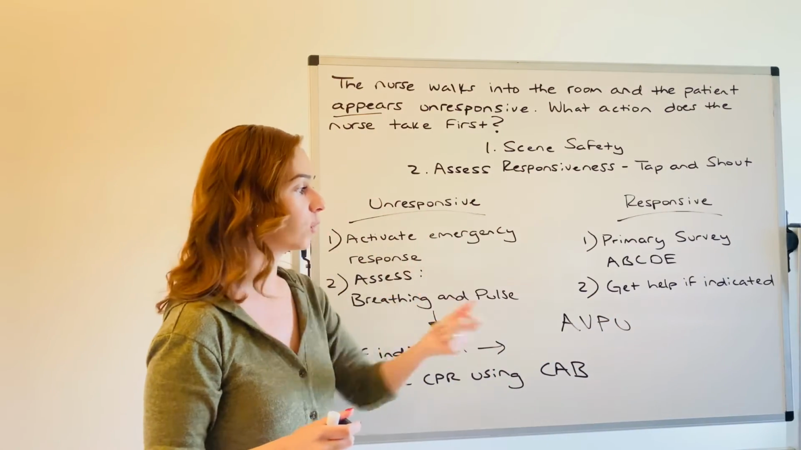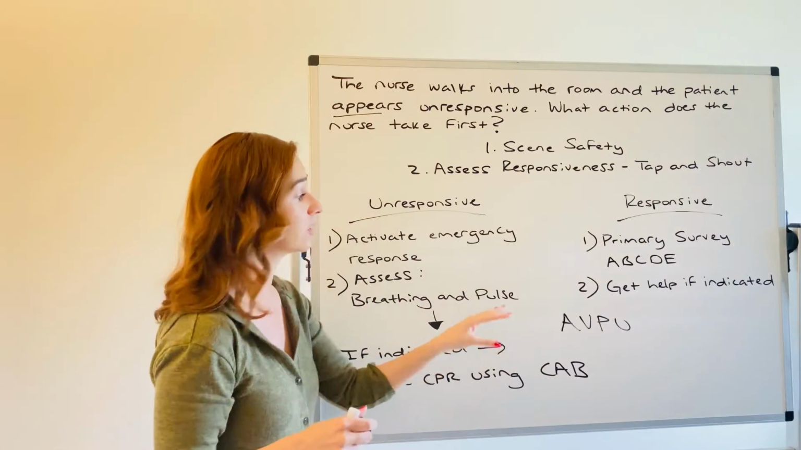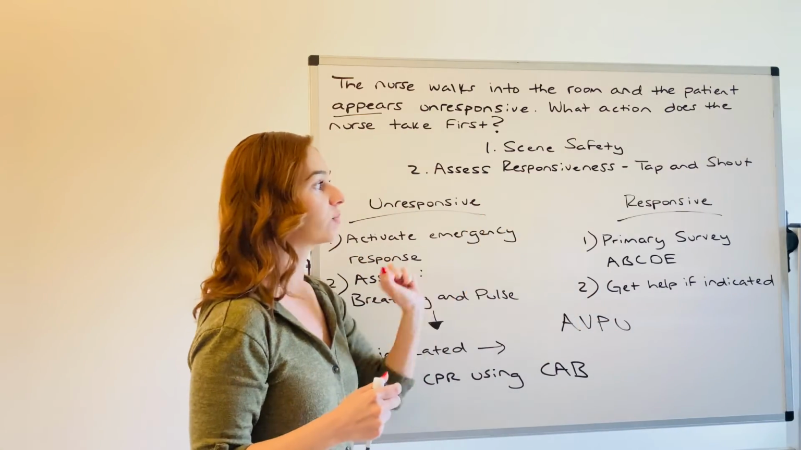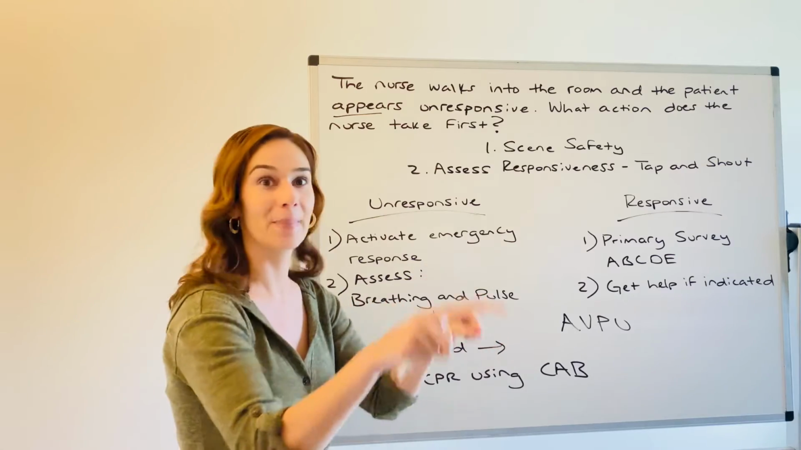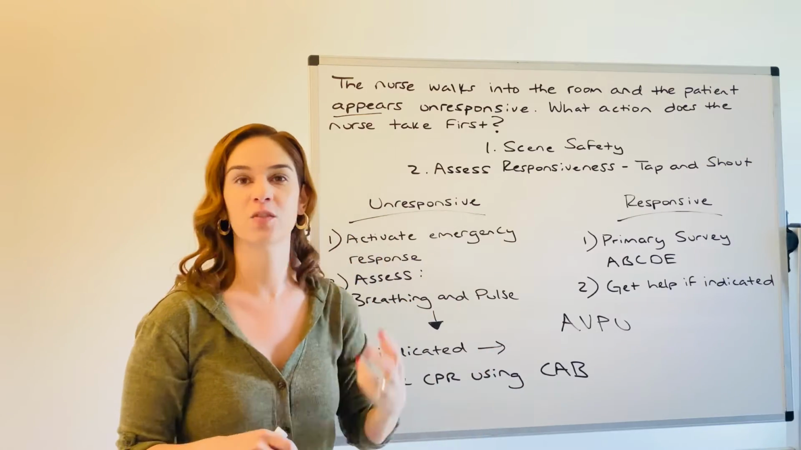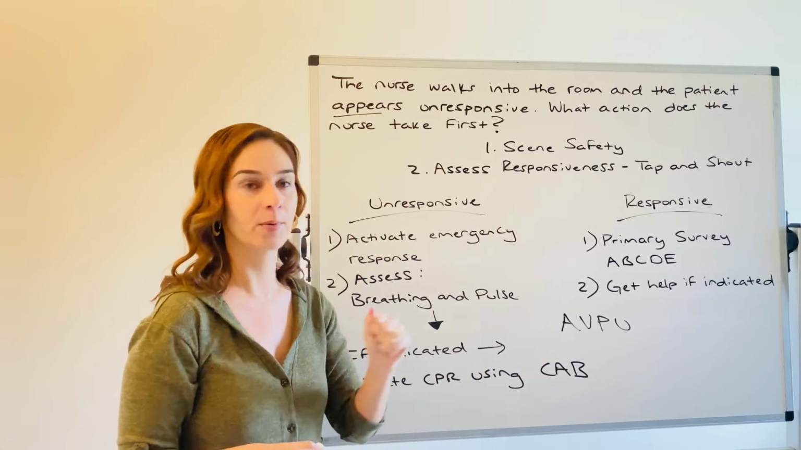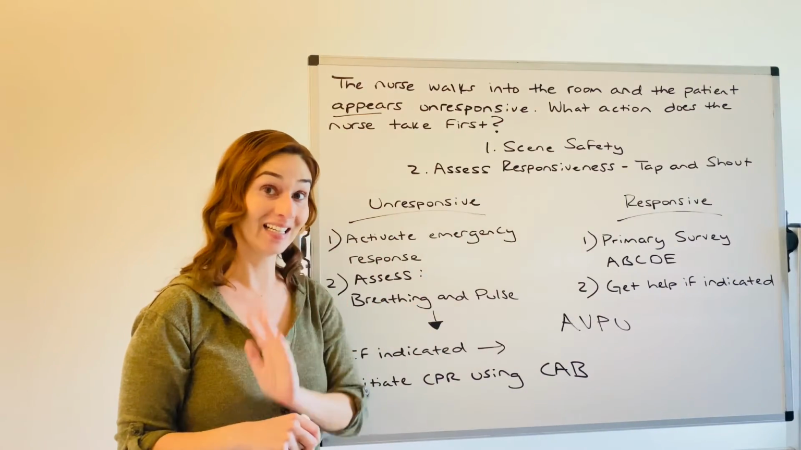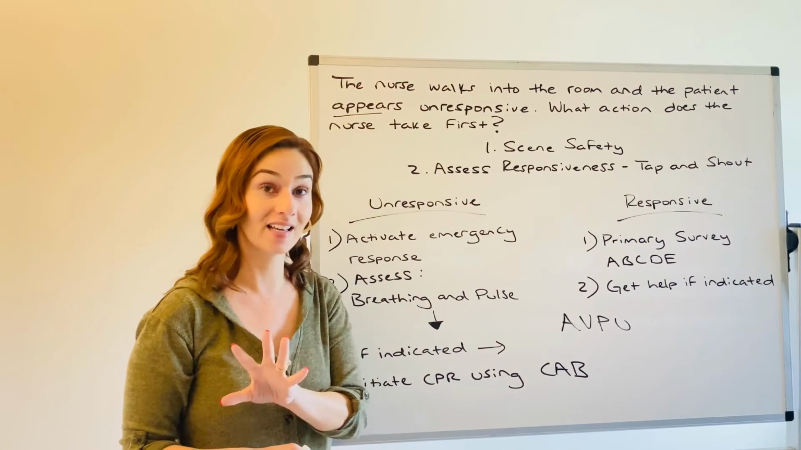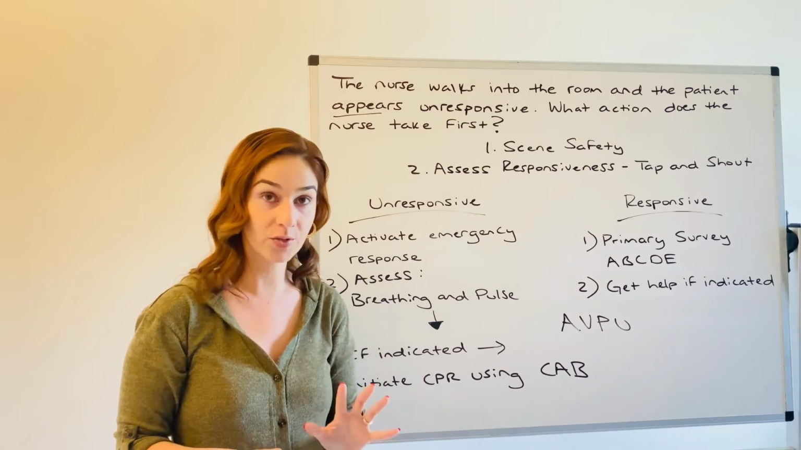So that's something I can quickly use to assess responsiveness. But say your patient responds with a verbal response after painful stimuli, and now they have new onset confusion. That's just an example. You need to start your primary survey, A, B, C, D, E. If you don't know what this is, I have a great video that walks you through it.